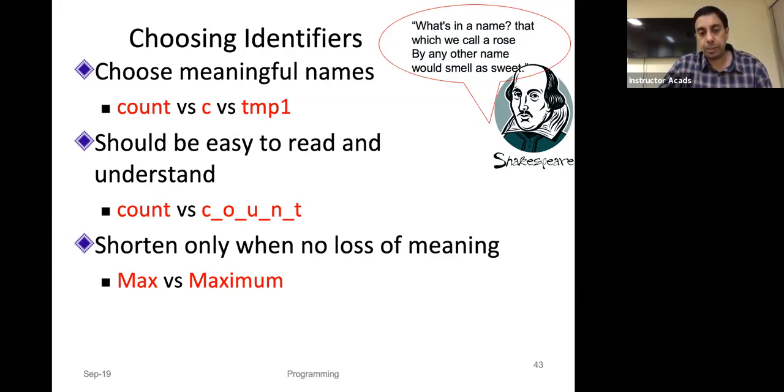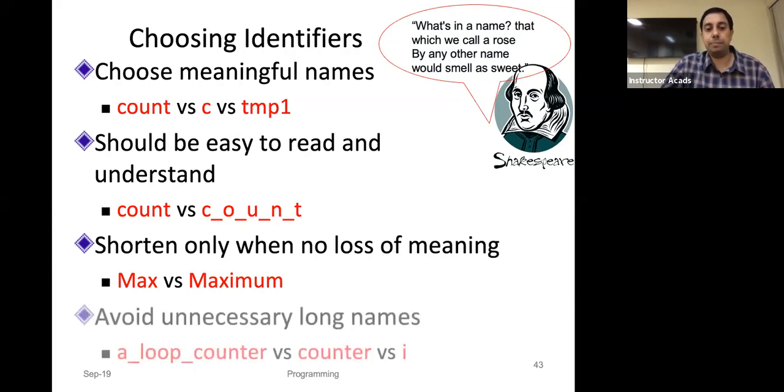We would recommend that you have full words, complete words, and abbreviate only when it's clear what it means. So max is all right, but in certain cases, abbreviation actually confuses things. So we recommend that you give full words. Okay. And avoid unnecessarily long names.